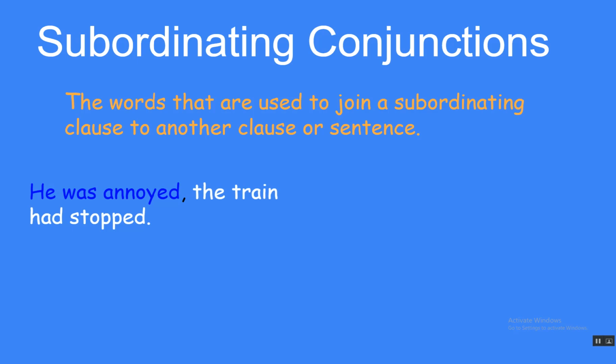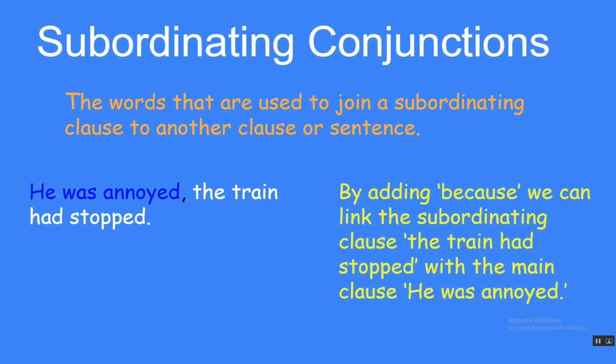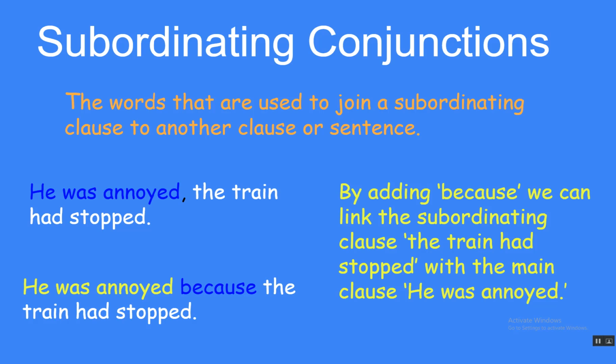He was annoyed. The train had stopped. By adding because, we can link the subordinating clause, the train had stopped, with the main clause, he was annoyed. He was annoyed because the train had stopped. So because there was the subordinating conjunction.